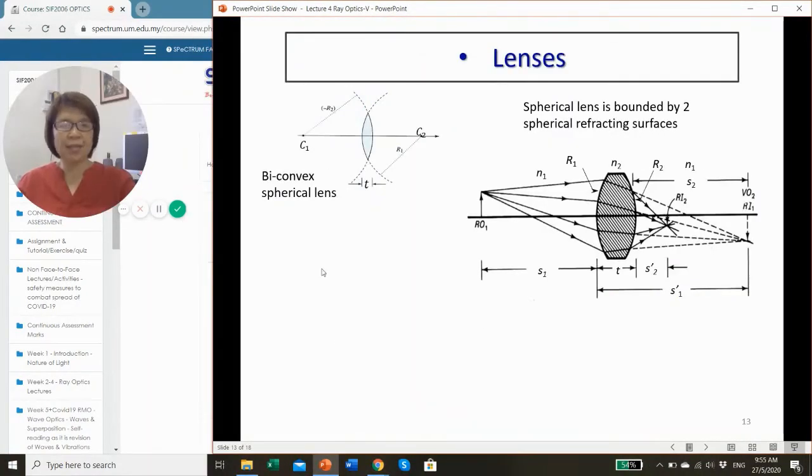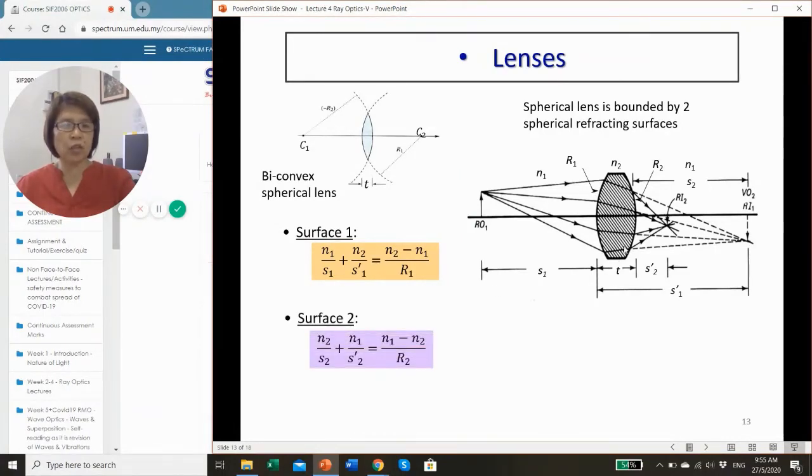Let's look at lenses. It will be bounded by 2 spherical surfaces. So for the first surface, we have the refracting equation, n1 divided by the object distance, that's from here to here, plus n2 divided by the image distance, as from the previous example, this is where the image was formed. So n1/s1 + n2/s1' equals (n2 - n1)/R1.